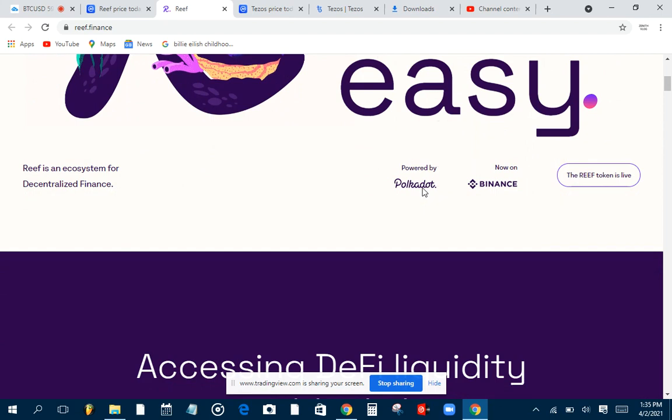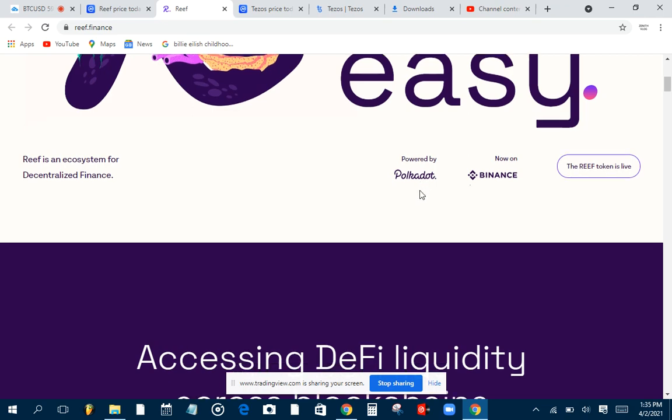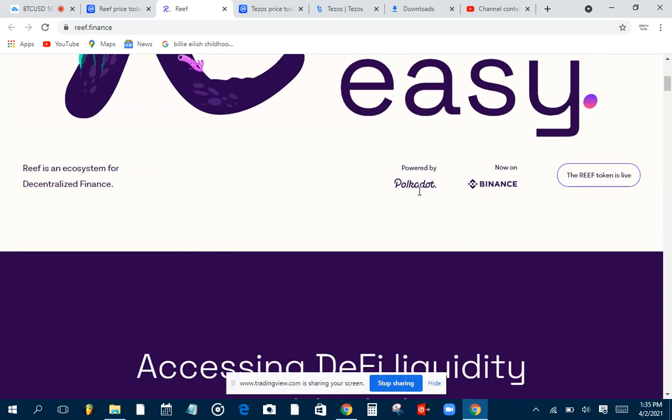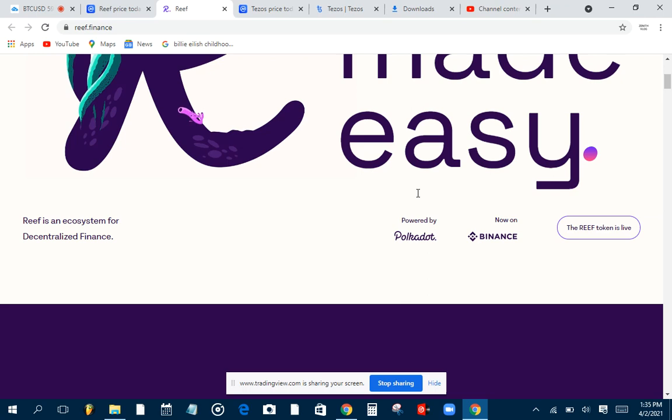Like I've said before, Reef is built on Polkadot, and Polkadot is like Chainlink. They're linking, they're like an oracle. If you're a programmer, you understand better: linking one body to another body, so linking one blockchain system to another blockchain system, or a blockchain system to maybe Internet of Things or something like that. So it's big. That's why we're buying Chainlink, and that's why we're buying Polkadot.